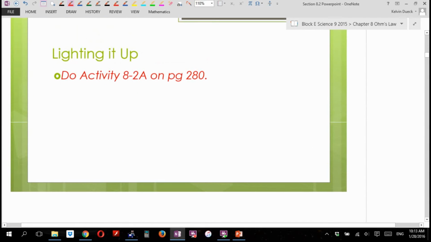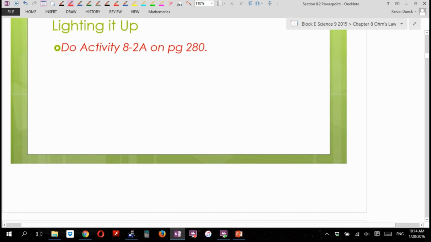Activity 8-2 is actually getting a light bulb to light. We did that last day, and most of you got that done successfully. There were a couple of glitchy bulbs, I think.